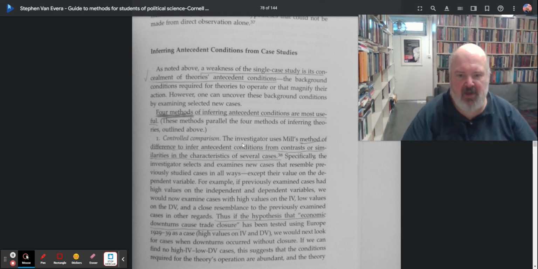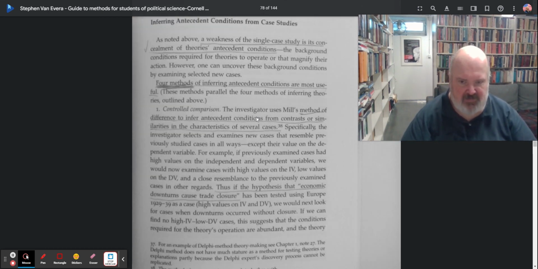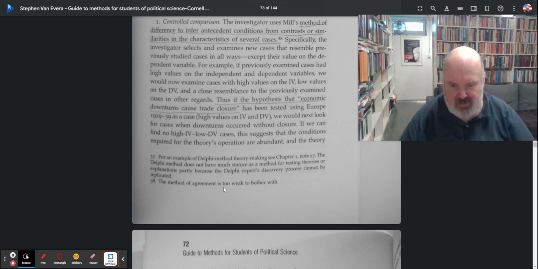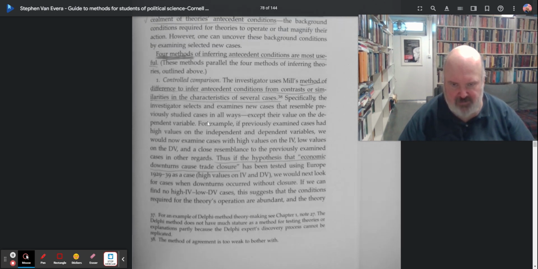Controlled comparisons. 1. Controlled comparisons. The investigator uses methods of difference to infer antecedent conditions from contrasts or similarities in the characteristics of several cases, right? Methods of agreement is too weak to bother with. In other words, the method of agreement is too weak to bother with here. So therefore, in this case, only method of difference. Okay, that you look for antecedent conditions that contrast similarities in cases of each other, right?